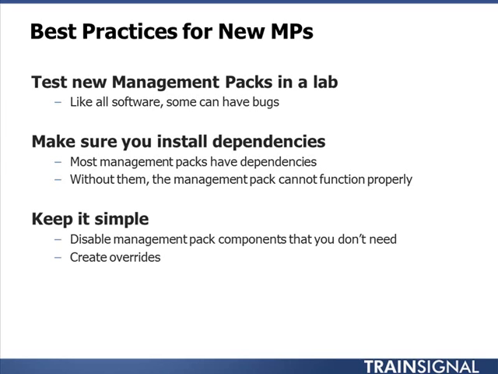Keep it simple. Disable management pack components that you simply don't need. So if you really don't care about monitoring disk space, turn off those counters. Don't worry about having alerts raised in the console for things you don't really care about. And then create overrides to make sure that you're monitoring things the way you need to monitor them for your specific purposes in your organization. The management packs all come with predefined variables that you can change through overrides. And if those variables that come with the management pack do not work for your company, change them to meet your needs.